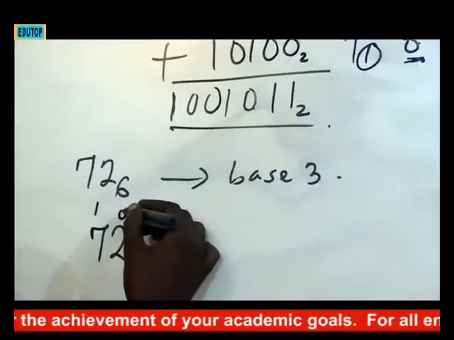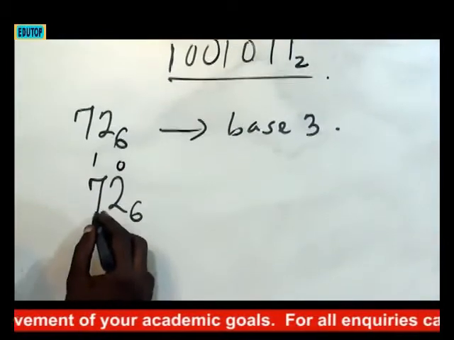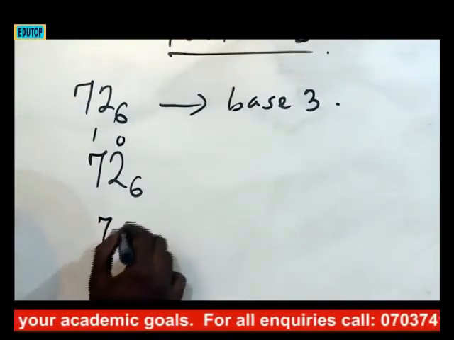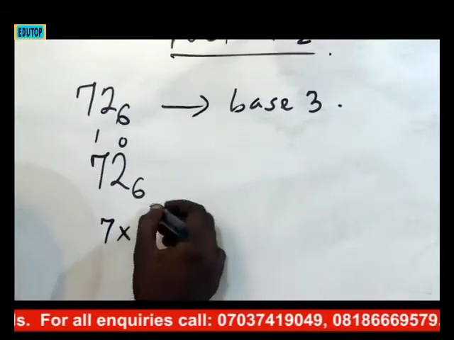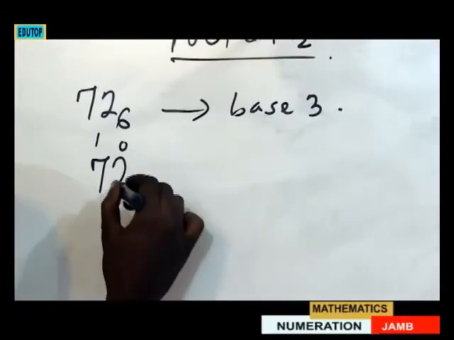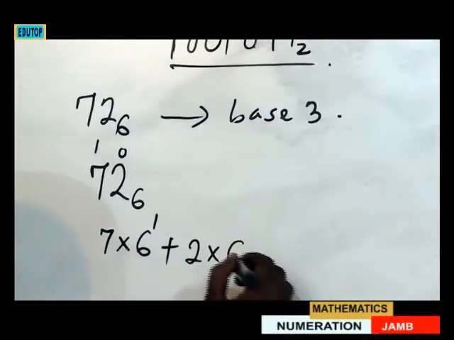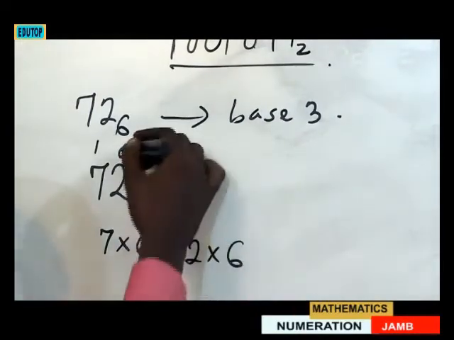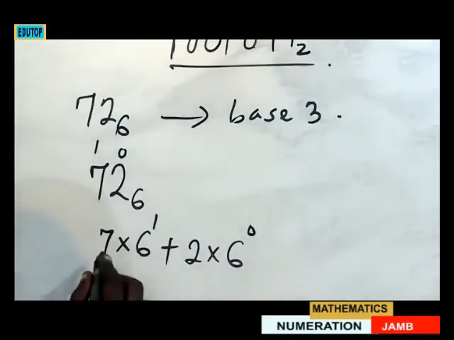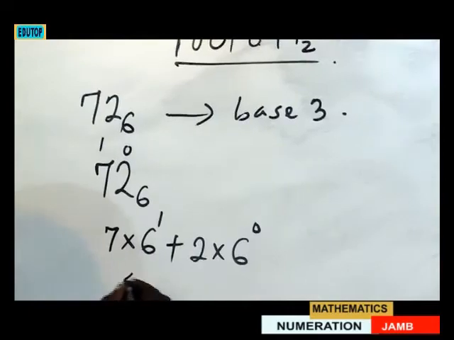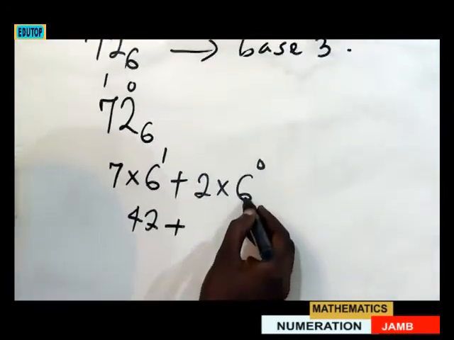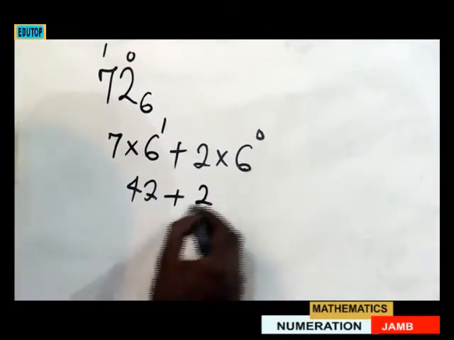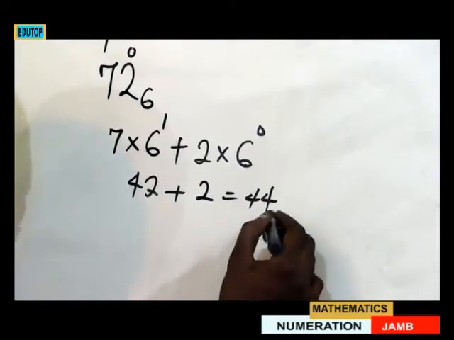We start with 0, first digit, then 1. Now, what is the first digit here? 7. So 7 times the base, 6, raised to the power of the number under 7, which is 1, plus 2 times 6 raised to the power of the number under 2, which is 0. So here we have 6 raised to power 1 is what? 6. 6 times 7, 42, plus 6 raised to the power 0 is what? 1. 1 times 2, 2. So we have 44 in base 10.